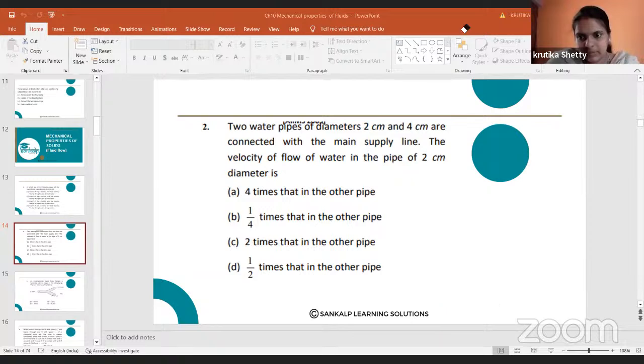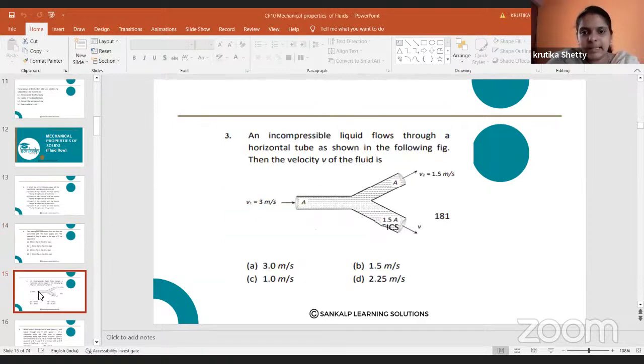Yes, the next question is, okay, you can see this: an incompressible liquid flows through a horizontal pipe, tube, as shown in the figure. If you look at the figure, from point A the flow is getting split into 2 branches. Then the velocity V of the fluid.